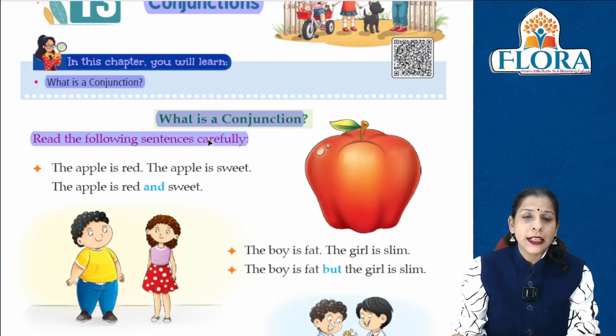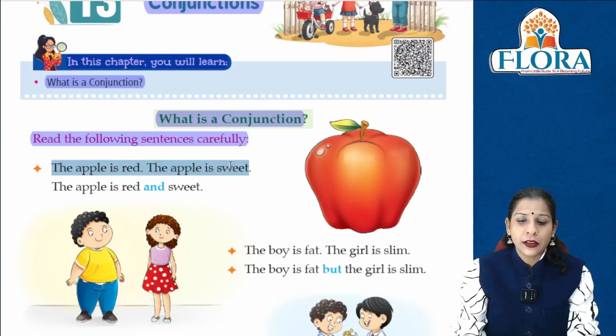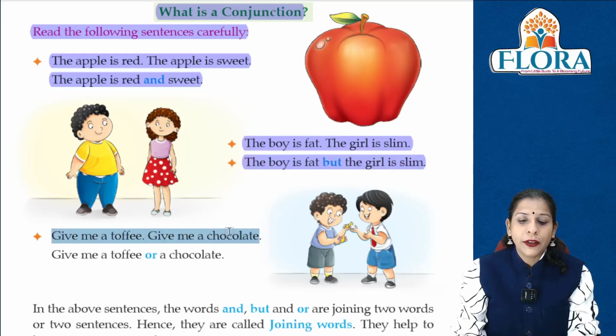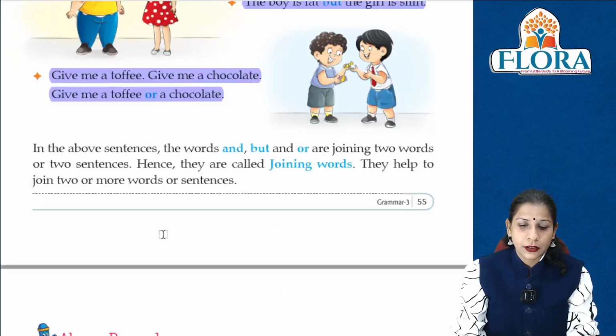Read the following sentences carefully. The apple is red, the apple is sweet. अब हमारे पास दो अलग अलग sentence हैं. The apple is red and sweet. The boy is fat, the girl is slim. The boy is fat, but the girl is slim. Give me a toffee, give me a chocolate. Give me a toffee or a chocolate.